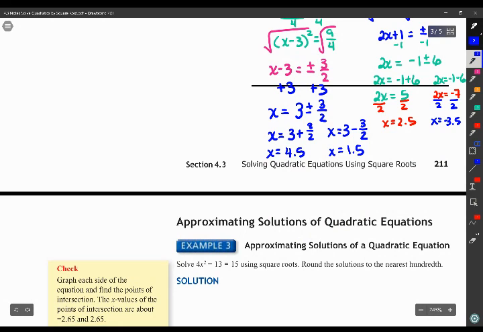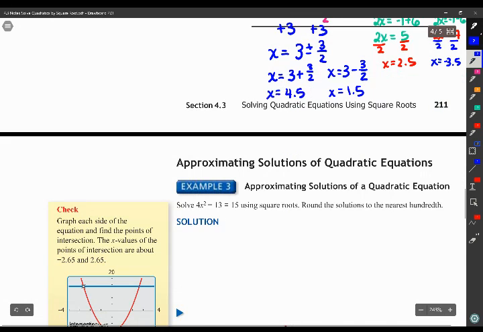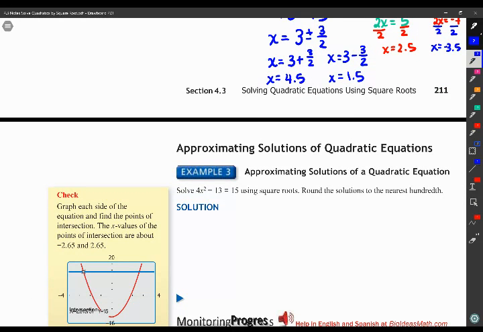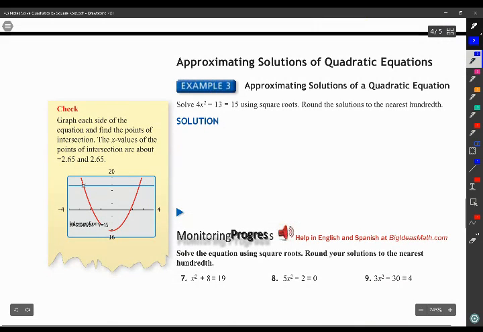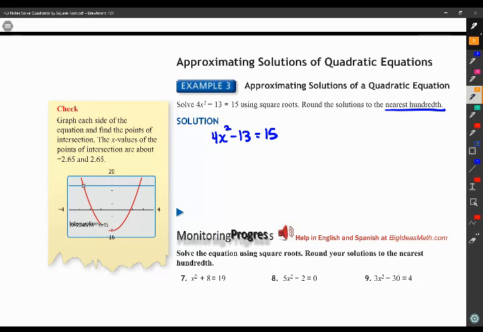All right, when it talks about approximating, what that means is that it didn't come out beautiful. When I go to take the square root, it doesn't come out as a beautiful answer, which is fine. But it will usually tell you what place value to round it to. Other than that, everything else is the same. My equation is 4x squared minus 13 equals 15. My first step, just like before, is we isolate the square term.